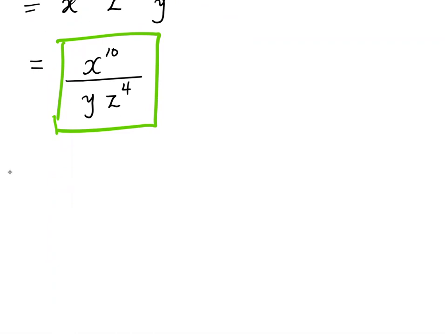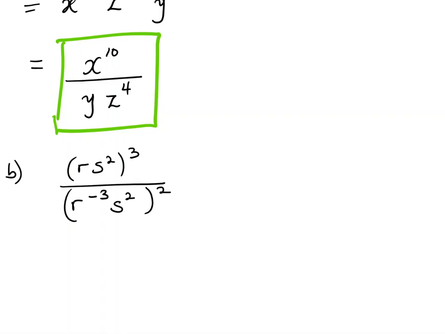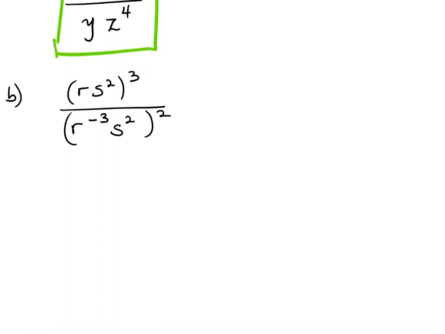So let us consider another example under Example 5. Let us say we have rs squared, everything raised to power 3, divided by r raised to power negative 3, s squared, then everything raised to power of 2 here. So how do we handle this? By this time now, you know that we cannot combine these two inside, but we can apply one of our laws over this. So that is r raised to power of 3, then s raised to power of 6.